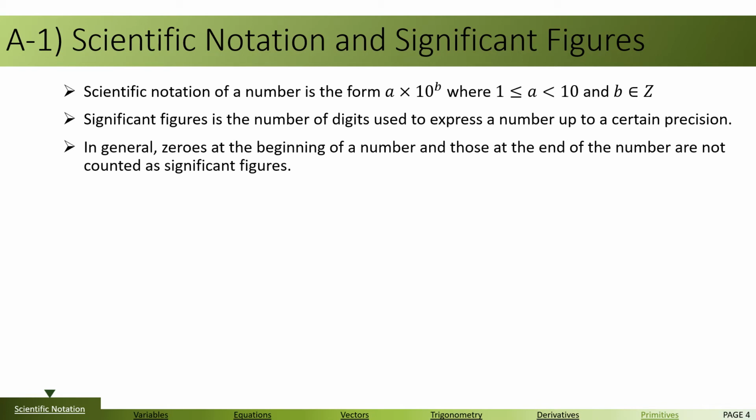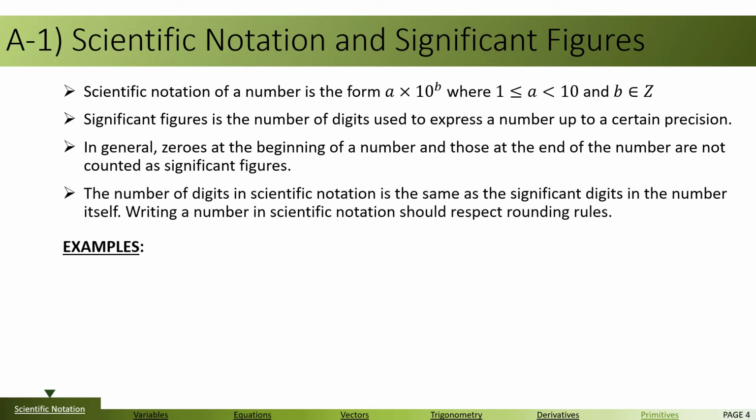In general, zeros at the beginning of a number and those at the end of the same number are not counted as significant figures. The number of digits in scientific notation should be the same as that in significant digits of the number itself. Writing a number in scientific notation should always respect rounding rules that we have studied so far. Some examples about both scientific notation and significant figures.